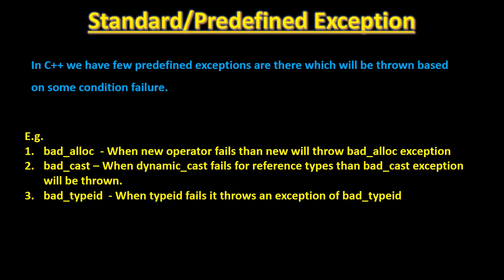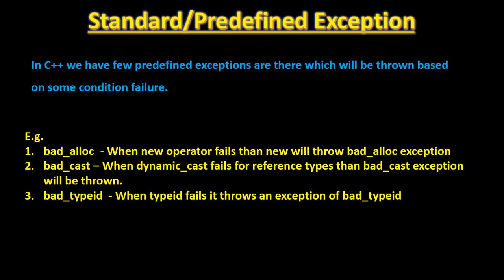First, bad_alloc. Whenever the new operator fails, new will throw a bad_alloc exception. When will the new operator fail? The new operator is used to allocate memory in the heap segment. If there is not sufficient memory in the heap segment, then new will fail, and during that time it will throw a bad_alloc object. We discussed this while discussing the new operator, right? So when new fails, it throws an exception called bad_alloc.